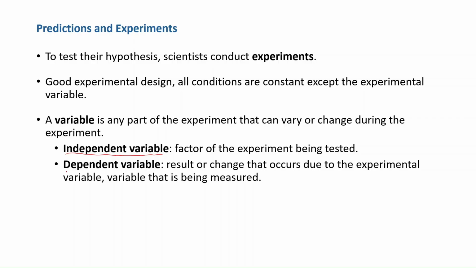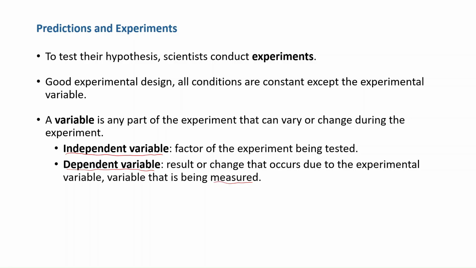The dependent variable is called that because the number depends on the independent variable. You change the independent variable, and the dependent variable changes with it. It's the one that you measure. In my example, it will be the number of blooms.